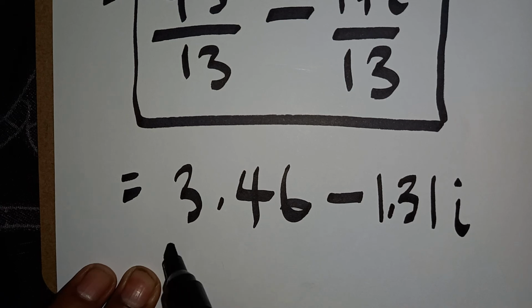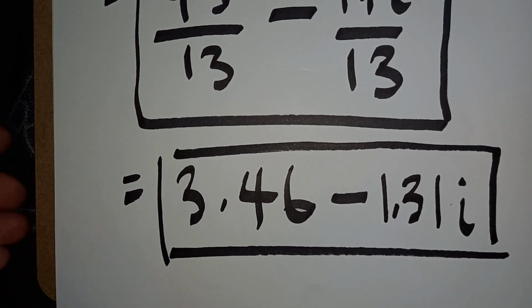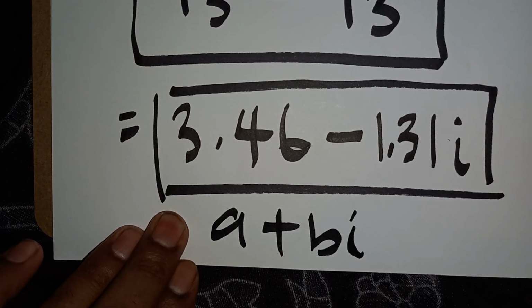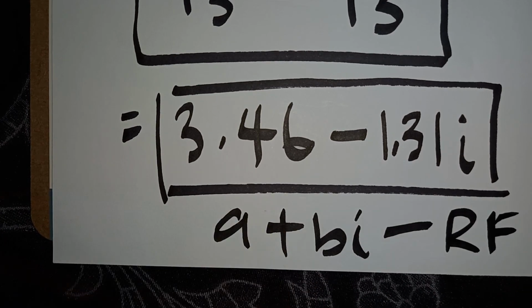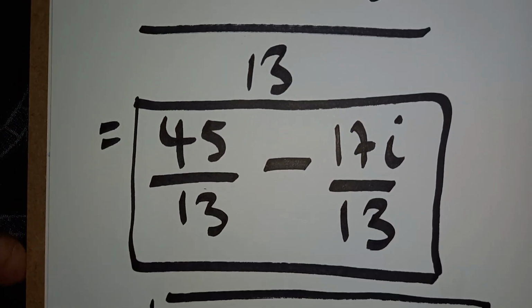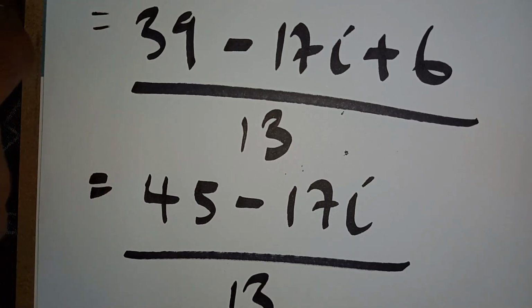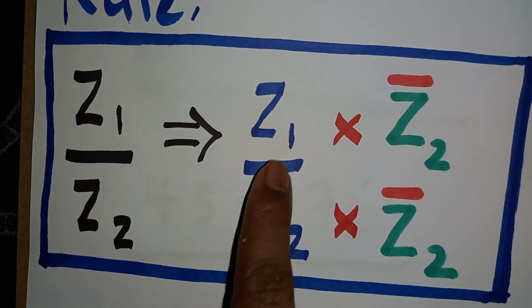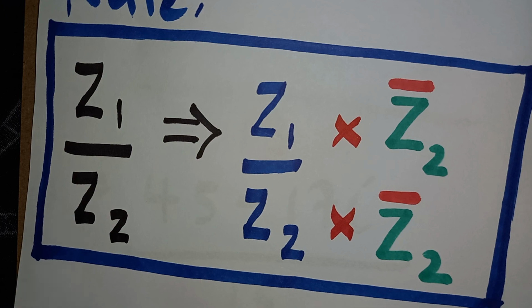So that is the answer in decimal, right? All of them are in the form of a plus bi, and that is called the rectangular form. So basically that is how you divide two complex numbers, right? And take note, our general rule is you have to multiply by the conjugate of the denominator, right? Okay.